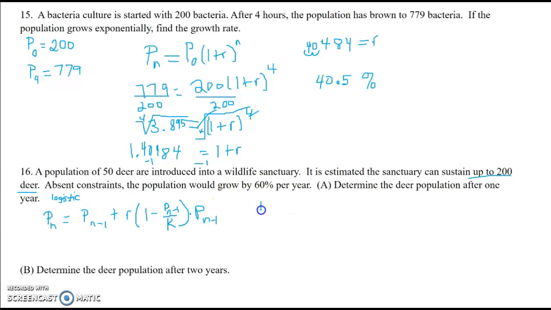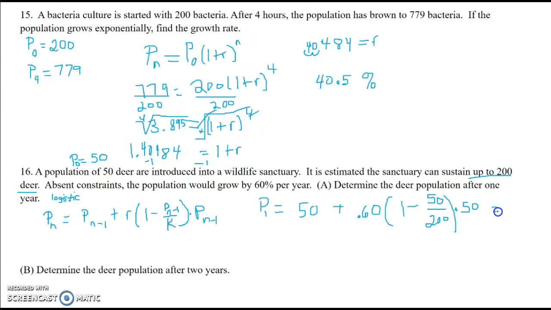All right, so for this, we're going to find how many deer are there after 1 year. So that's P sub 1. That's going to be equal to P sub n minus 1. So P sub n minus 1 is P sub 0, and remember that P sub 0 for us is 50. So the first year there were 50 deer. So this is going to be 50 plus 0.60 times 1 minus 50 over 200 times 50.